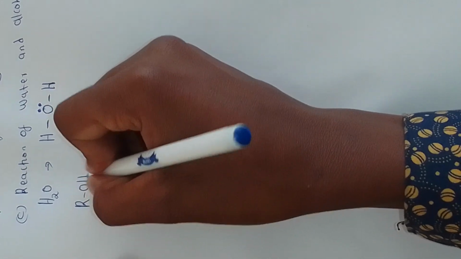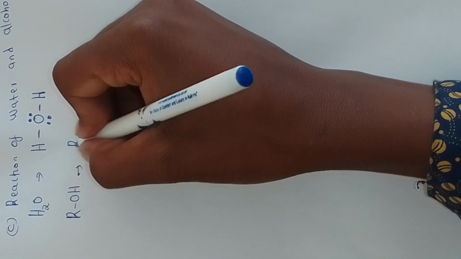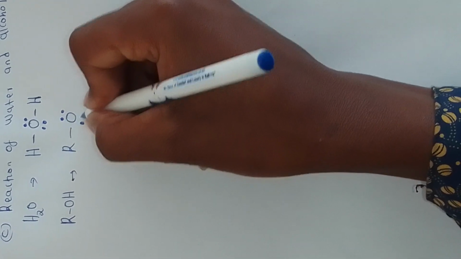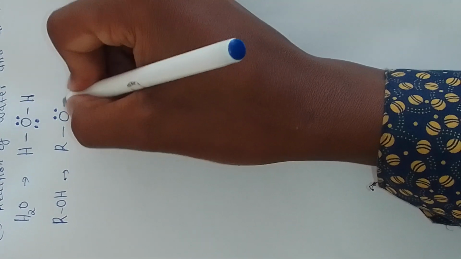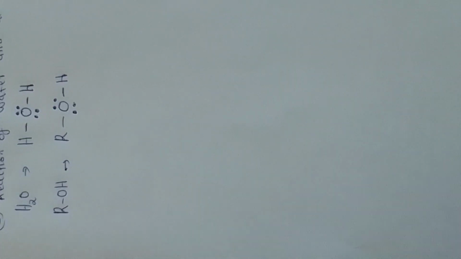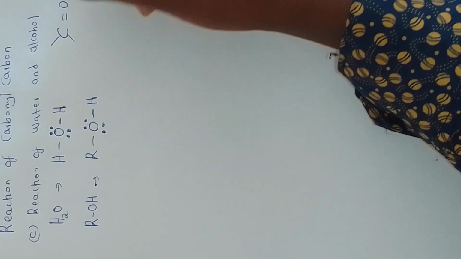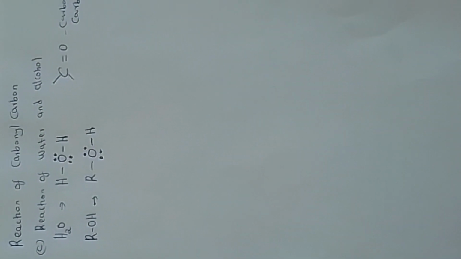in alcohols, there are two lone pairs of electrons in oxygen which will be responsible for attacking the carbonyl carbon. And obviously, this is the carbonyl carbon. So we'll be using ketones and aldehydes.